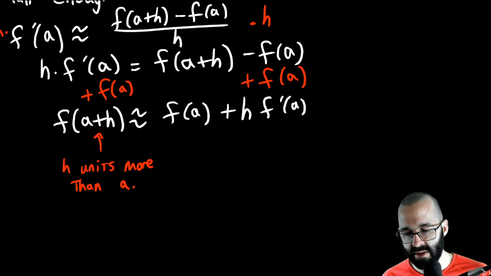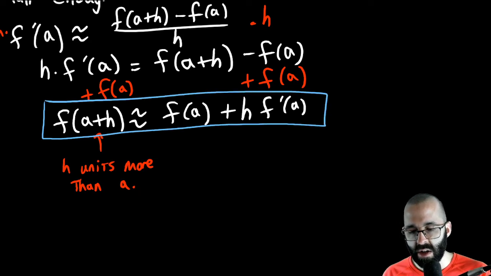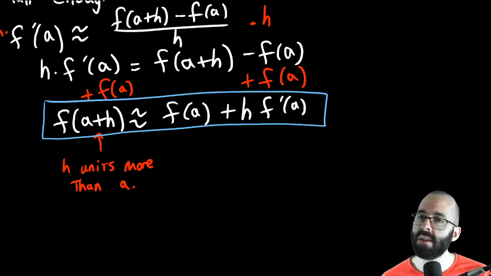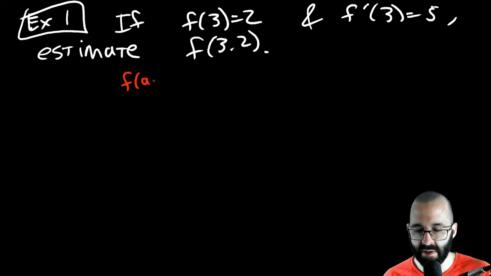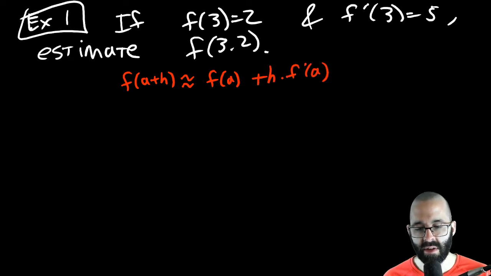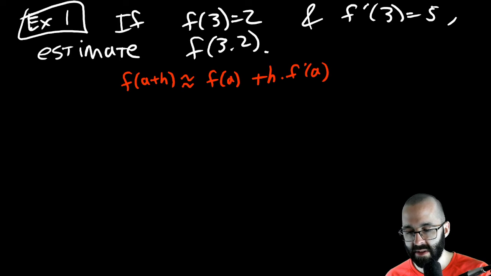So the formula says that we should have boxed this. Let's box this. We can approximate a point a little bit in the future by just looking at the function value that we know and multiplying by the slope. So again, let's copy down that formula. f of a plus h is approximately equal to f of a plus h times the derivative. And let's see how this applies.